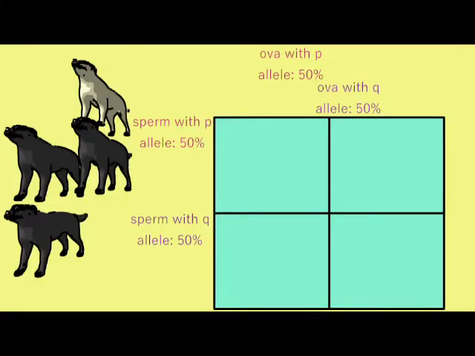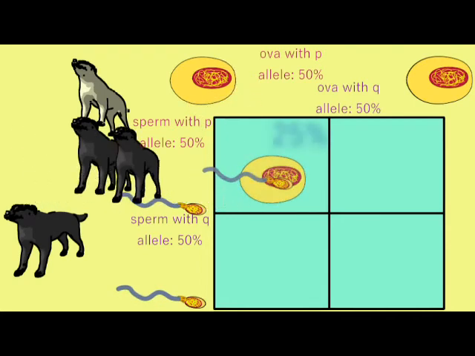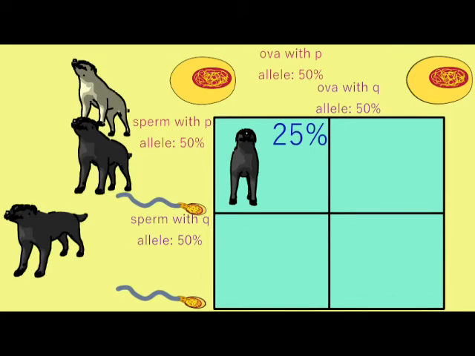In a population where half of the sperm and half of the ova possess the dominant P allele, and half of the sperm and ova possess the recessive Q allele, one can calculate the frequencies in which individuals will be homozygous for the P allele by multiplying these two frequencies, will be heterozygous for the P and Q alleles, or will be homozygous for the Q allele.